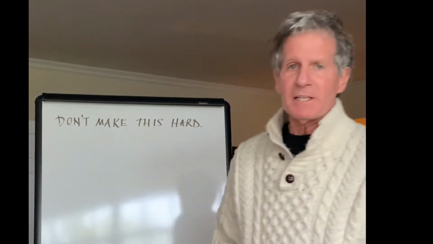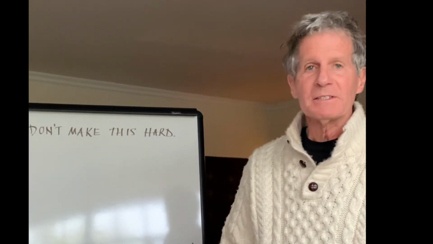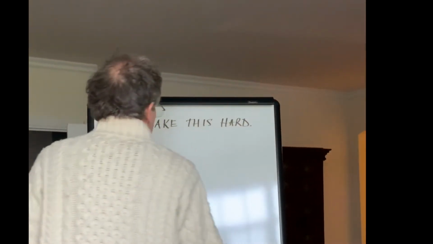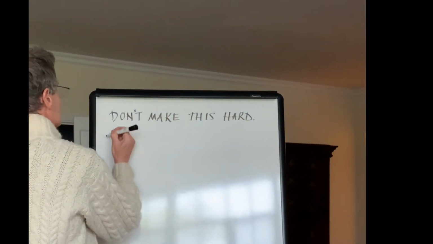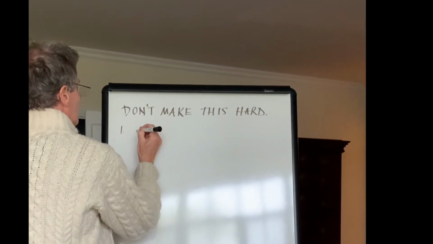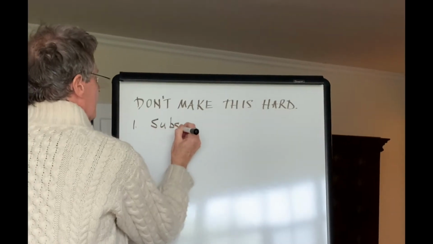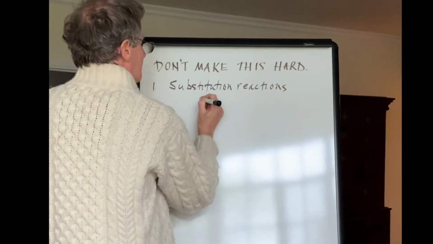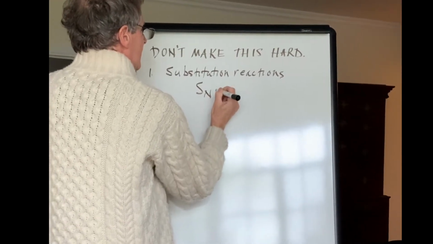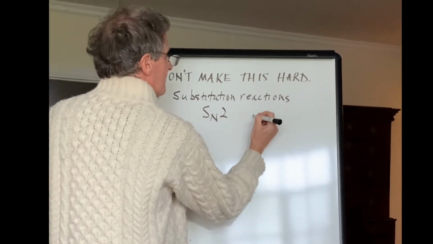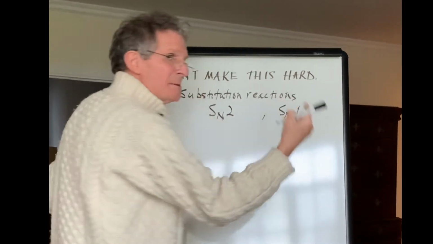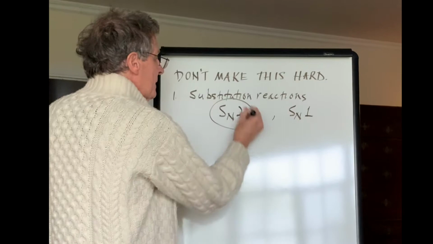So the name of this lecture is Don't Make This Hard, because don't make it hard, all right? There are 4 reactions, and I know they're presented in a way which is very confusing. I'm going to start with the first and important one. Well, let's see, there are substitution reactions, and there are 2 kinds, what are called SN2, which is useful, and also SN1, which is a bit chaotic. So the good one is that.